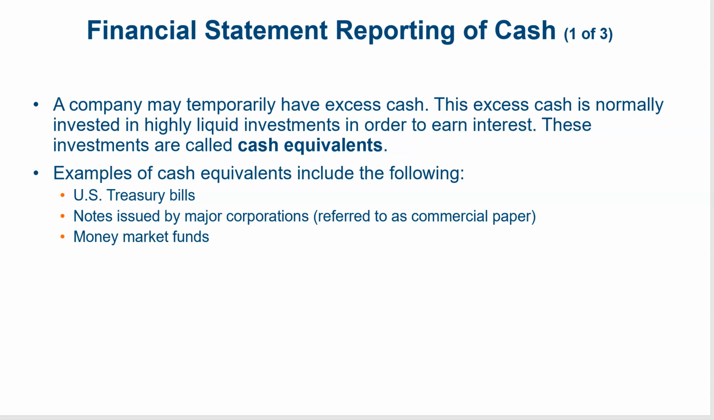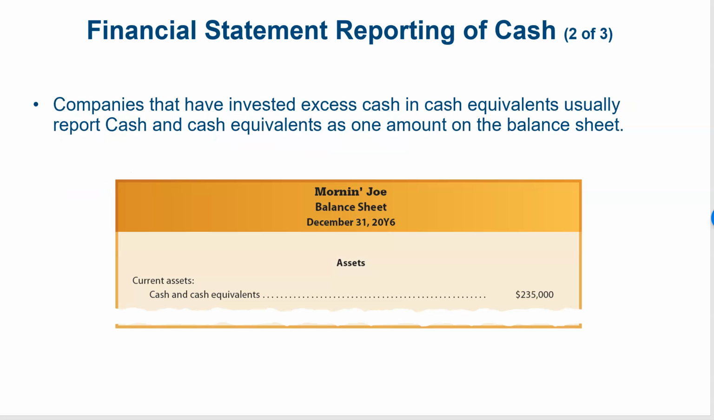All right, we report cash on the balance sheet because it's an asset, but other things are so close to cash that we call them cash equivalents. So if we have things that are very, very liquid, very easy to turn into cash, like U.S. Treasury bills or notes issued by major corporations, sometimes called commercial paper, or money market funds. It's just a different type of an account that we open up at a bank to maybe get a higher interest rate. They're so close to cash that we call them cash equivalents. So on the balance sheet, it's going to look like cash and cash equivalents. And this company has $235,000.